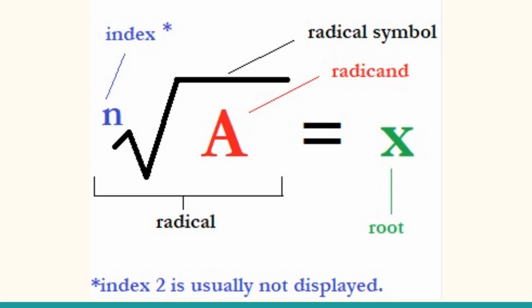Today we're going to talk about SAT roots. So now let's go ahead and identify some important pieces. The index number is going to be the small number on the radical symbol. The radicand is located inside the radical symbol. And all of this is called the radical. Once you're able to simplify the radical, that's going to give you the root. In most cases, if you do not see an index number, it's usually going to be a 2.